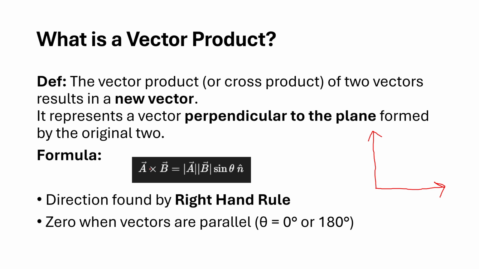Okay, first A is this, and this is a vector, and B is this.